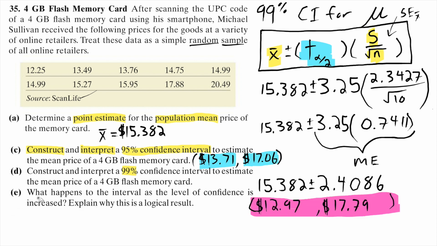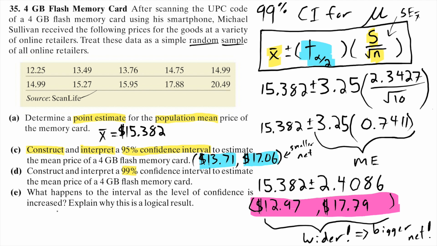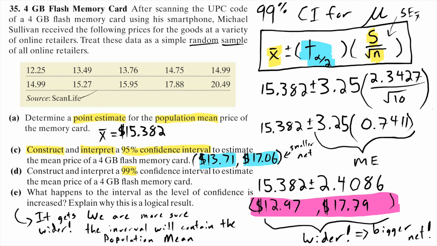So I still haven't interpreted anything because I just want to get to part E here, which says what happens to the interval as the level of confidence is increased? What happened? This thing is wider. It's a bigger net. So what happens to the interval as the level of confidence is increased? It gets wider. And then it says explain why this is a logical result. Because we are more sure that our interval will contain the population mean. So it just makes sense that as our level of confidence increases, our intervals become wider.